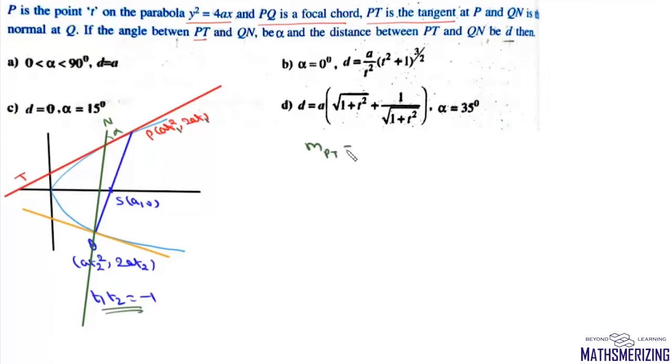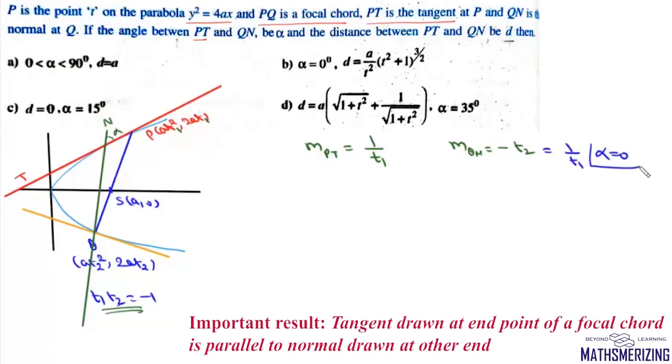Slope of PT is equal to slope of tangent, and slope of tangent is 1 upon t1. Now at Q, what is slope of normal? So slope of normal is simply minus t2. We can write minus t2 as 1 upon t1. So it is also 1 upon t1. So basically these two lines will be parallel. So that means clearly in this case, value of alpha should be 0. Now, if the value of alpha is 0, then we need to find distance between these two lines.